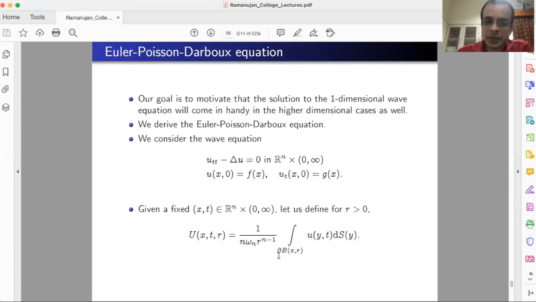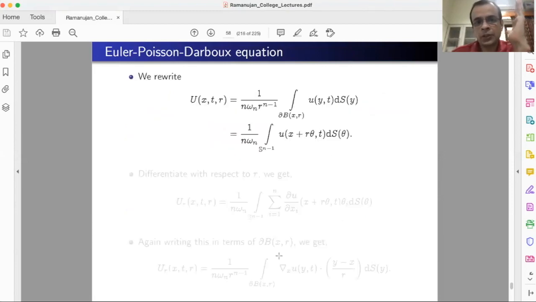Okay, and then I consider this dB of x comma r. Now what I want to do is, you see that x comma t is fixed. I want to treat this just as a function of r. Once we consider this as a function of r, this is what we have.